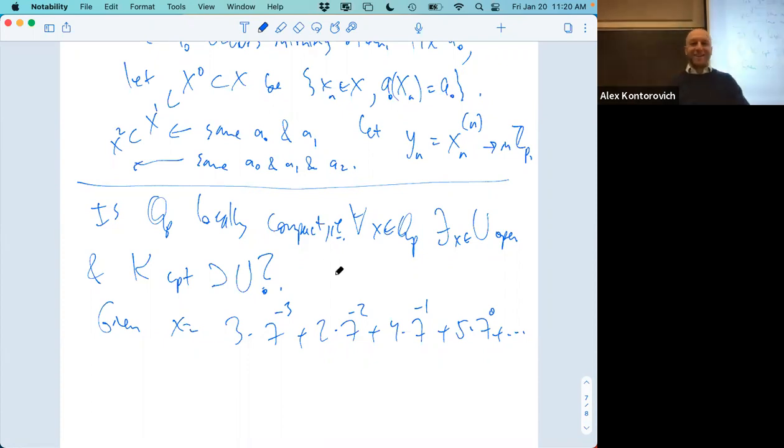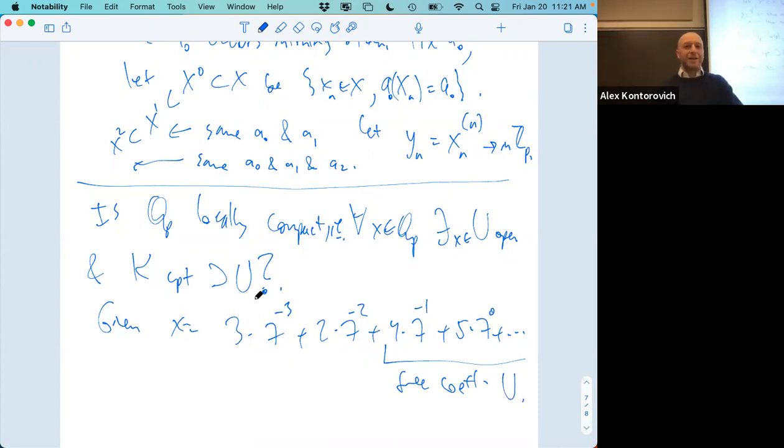For example, to find an open set containing X, what's an open set? We can look at cylinder sets. I just choose some random place and free up these coefficients. That's an open set that contains X. So this is my U. Freeing these coefficients gives me a U.